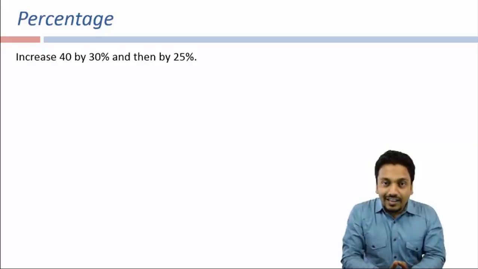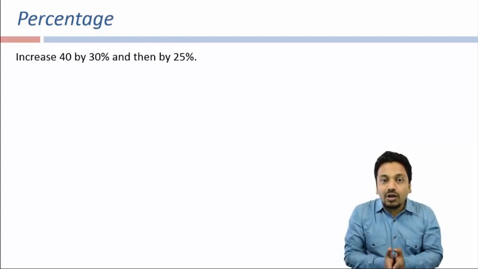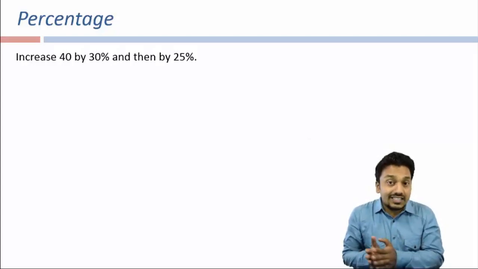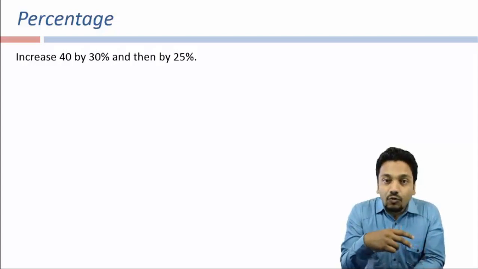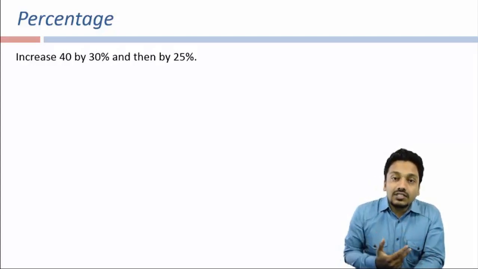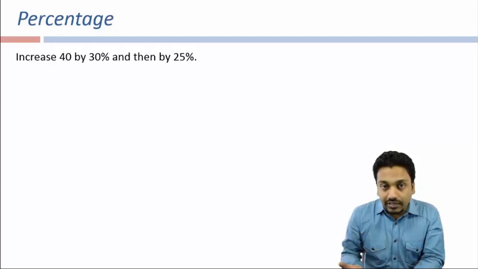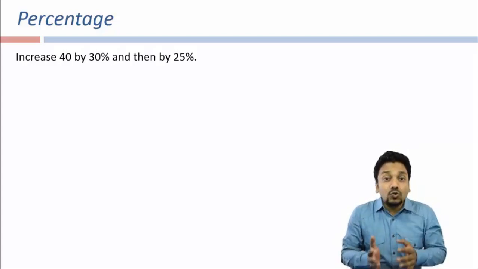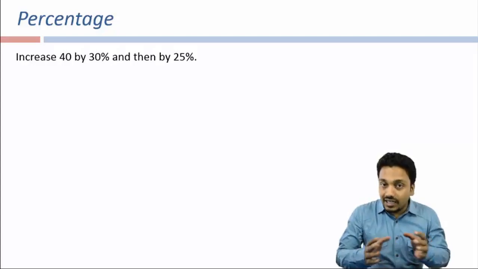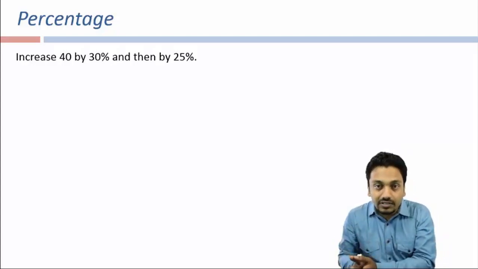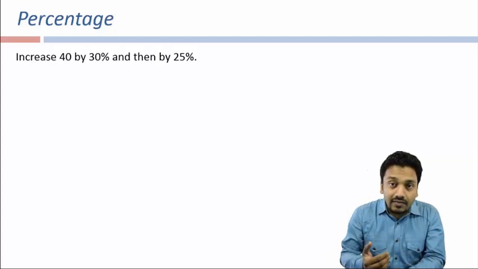Hello. In this video, we are going to talk about successive percentage changes. We'll begin with an example. If I want to increase 40 by 30% first and then by 25%, there are two ways in which I can proceed. I can increase 40 by 30% first and then by 25%, which has been asked of me.